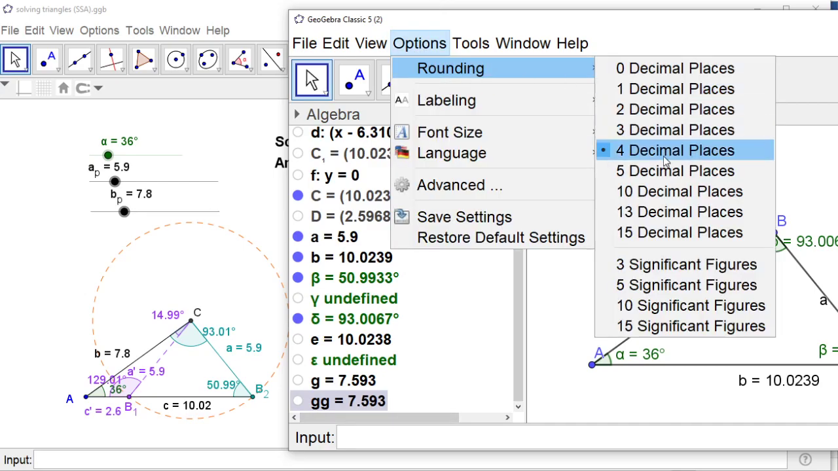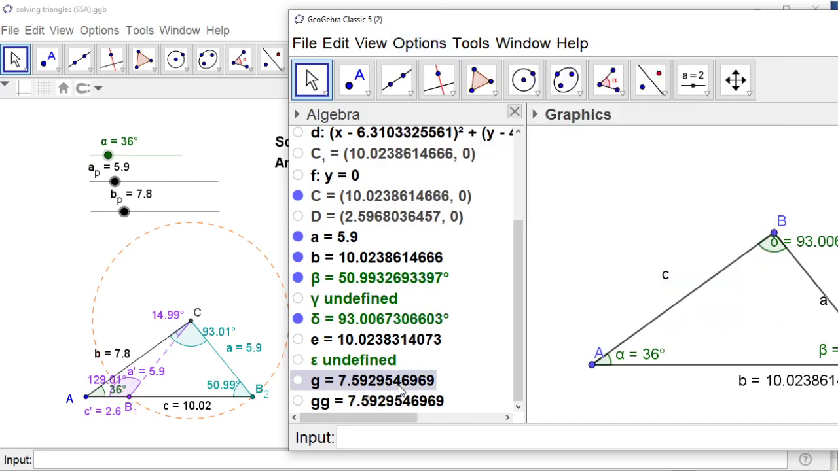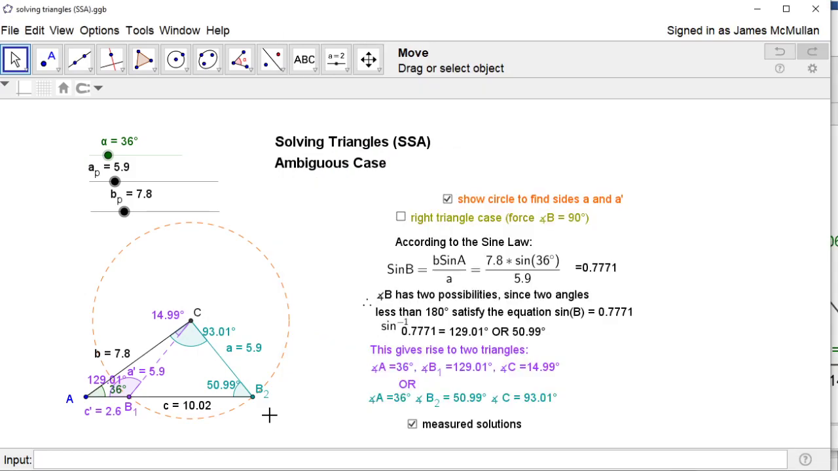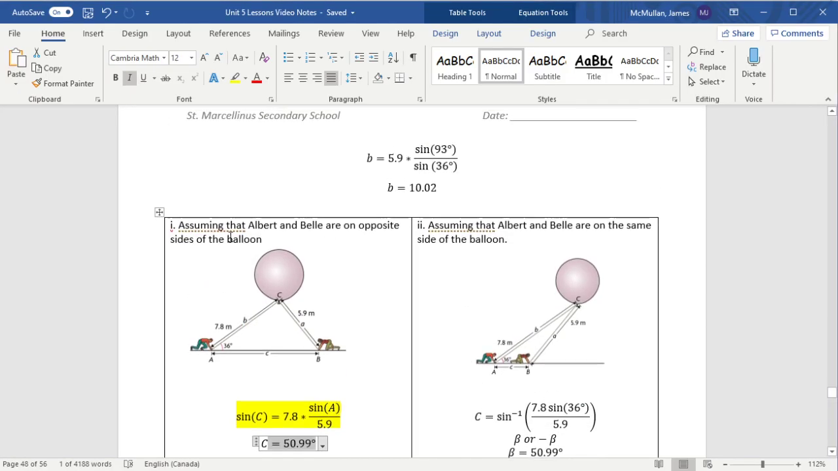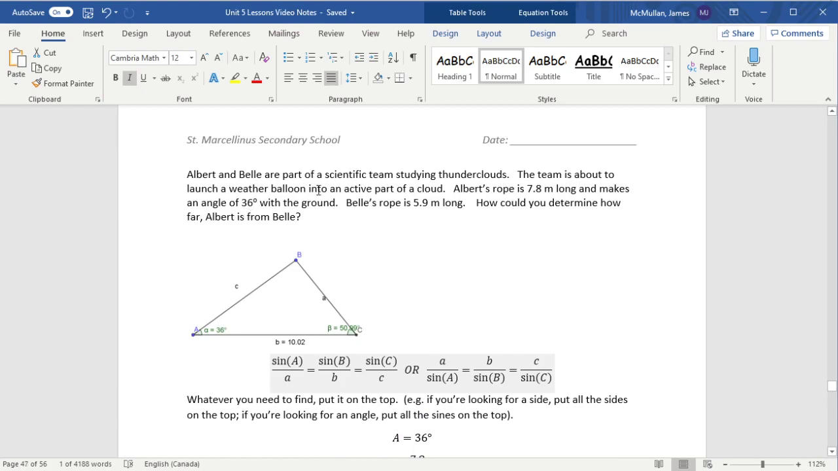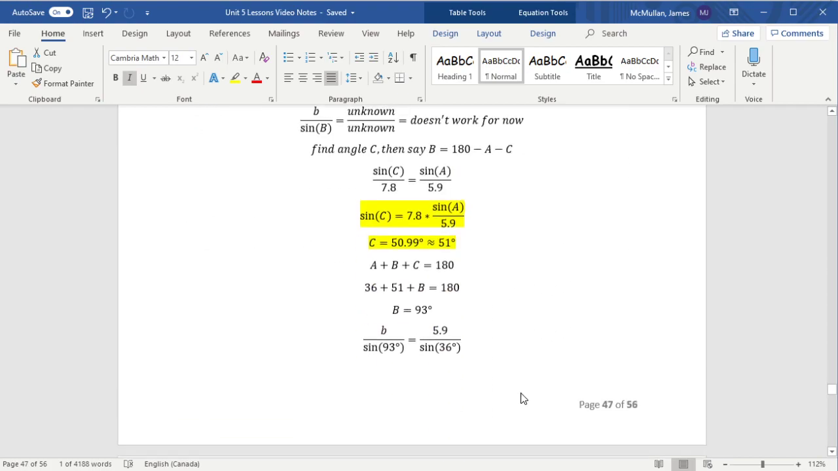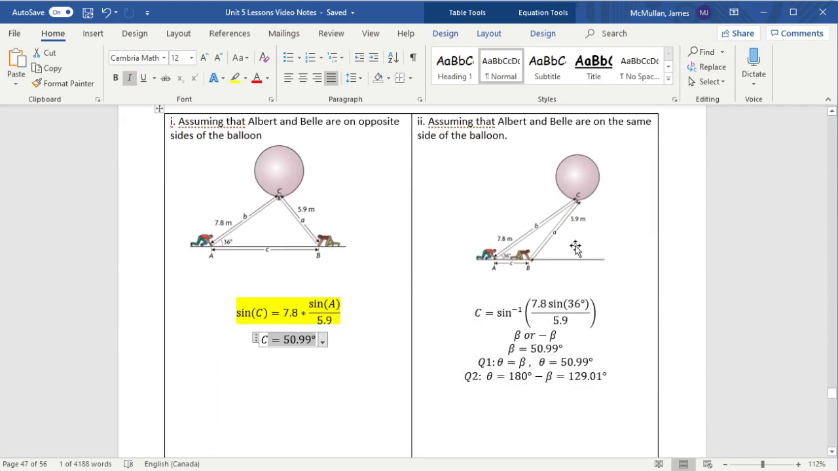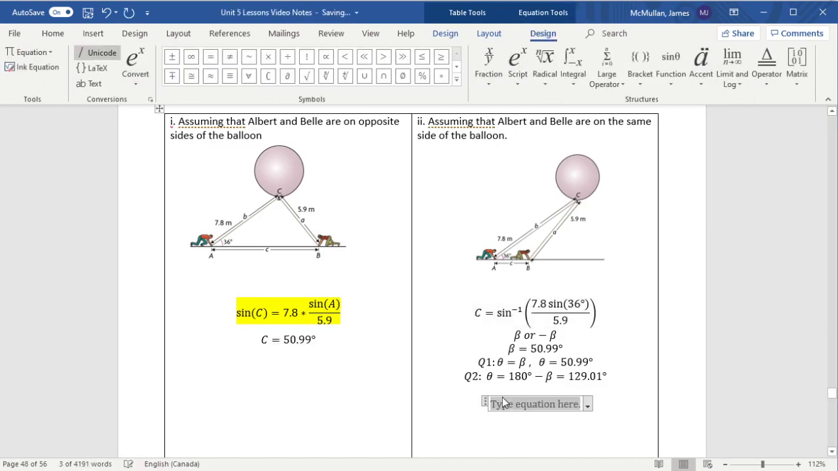Now, what you're seeing here is that there are two answers that both work, and there's no way to know which one was right, based on what this question says. All it says is Albert's standing here and his rope is 7.8 and Bell's rope is 5.9. Bell's rope could point to the right. It could also point to the left. It's just as possible that it points this way.